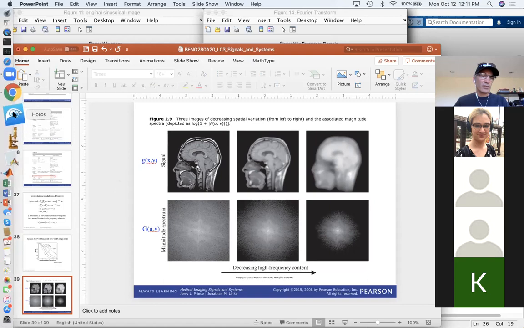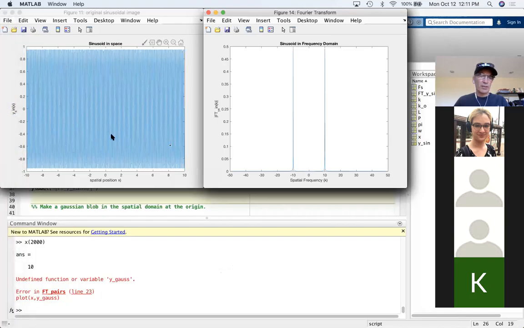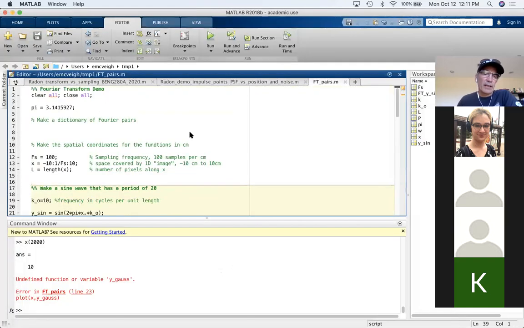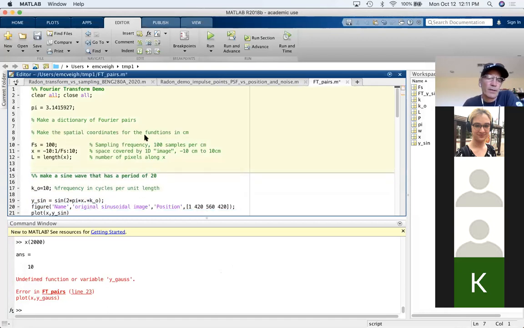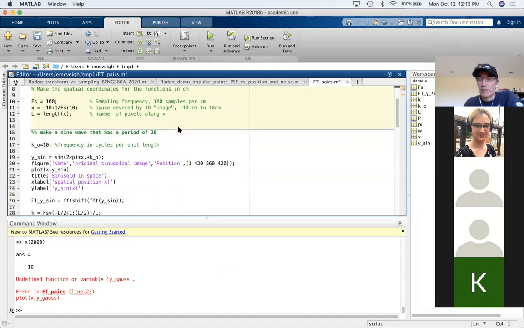Okay, so one thing that we could do, and I think you should probably do this, is just go into MATLAB and start noodling around with functions and looking at their Fourier transforms, because in MATLAB you can take a Fourier transform quite easily.